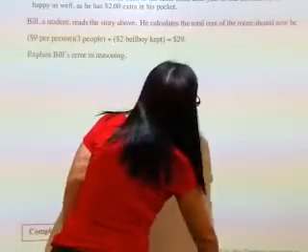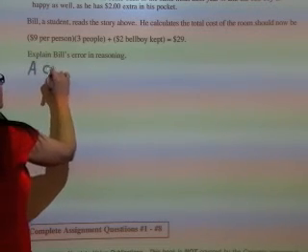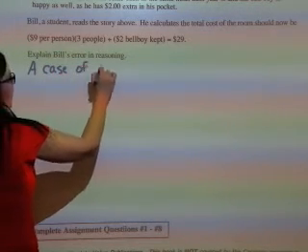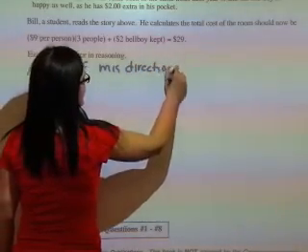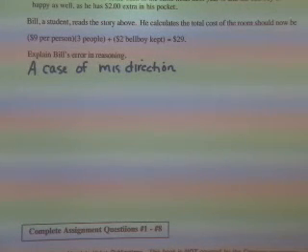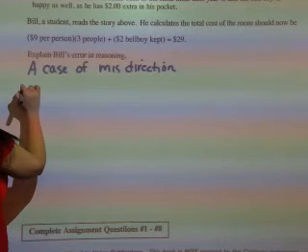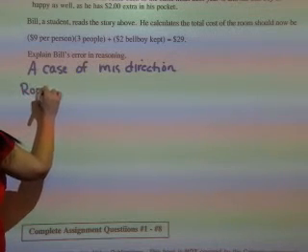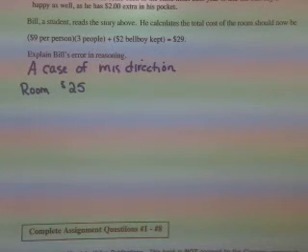So Bill's error in his reasoning is not so much an error as it is a case of misdirection. Okay? The friends didn't pay $27 for the room. The friends paid $25 for the room. So the price of the room was $25. That's what they paid.